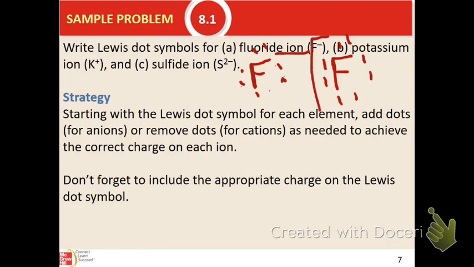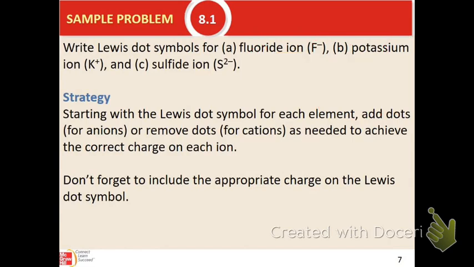And then to show that it has attained its noble gas configuration, you're going to put the normal noble gas brackets around there. And because it has a charge of -1, you're going to have to put its negative sign there as well. So this is fluoride, and then you ought to be able to do those others as well.